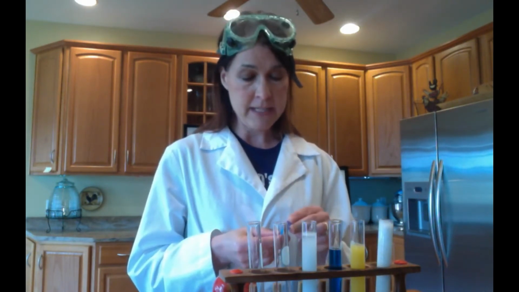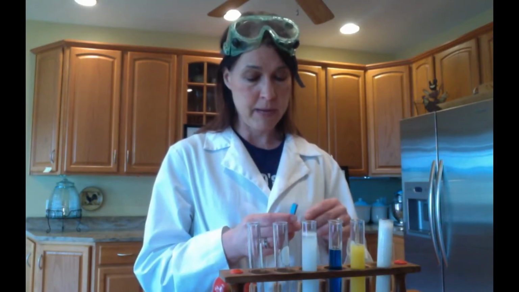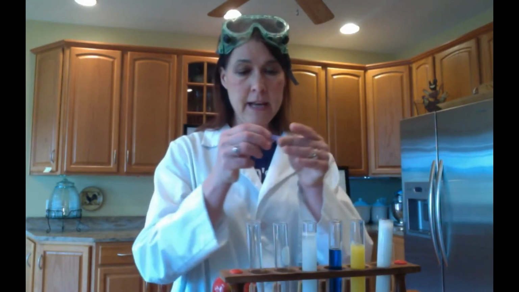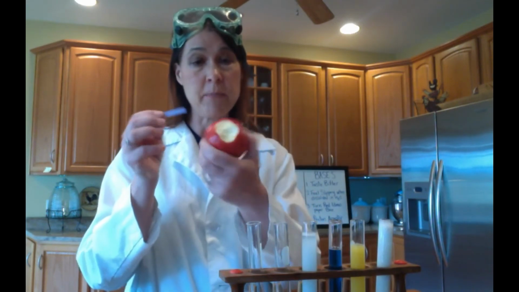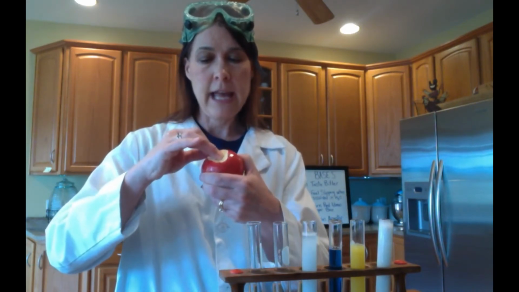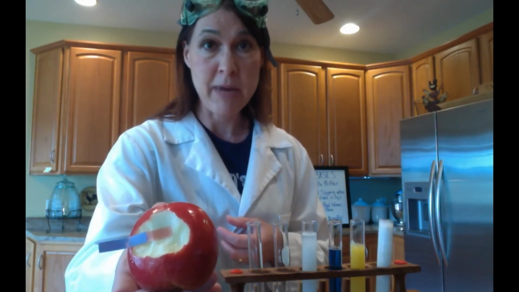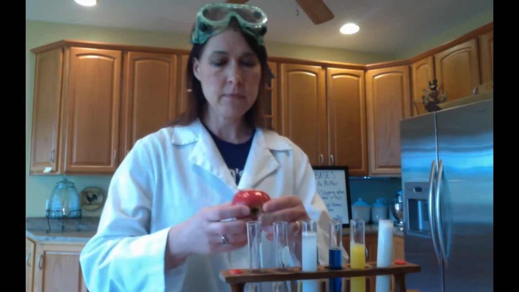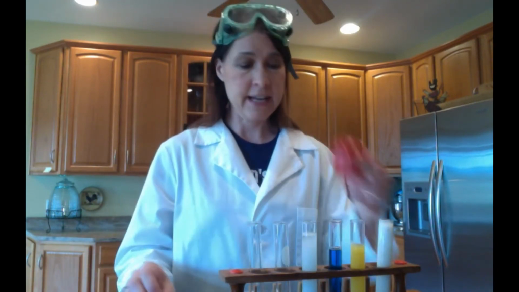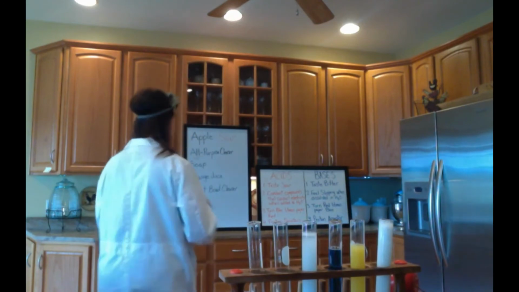But right now, I'm going to take a sheet of blue litmus paper, and I'm going to press that against where I took a bite of my apple. And if it is an acid, the litmus paper should turn what color? That's right, red. Okay, and there we have it. What do you see there? Where the litmus paper was pressed into the apple, the blue litmus paper turned red. So we can say that an apple would be an acid.